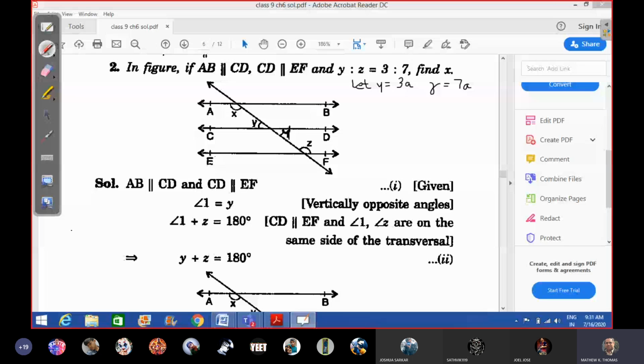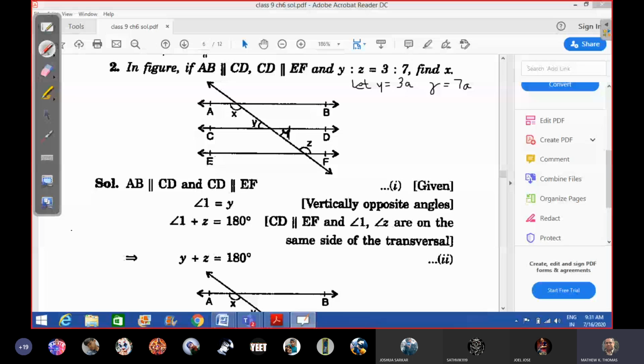Now the value of y we will substitute 3a, and the value of z we will substitute as 7a. So 3a plus 7a we get 180 degrees. 3a plus 7a, that means 10a will be 180. So what is the value of a? Sir, 18. So a will be 180 upon 10. That will be 18. Now once you get the value of a, you can put it here and get the value of y and z.